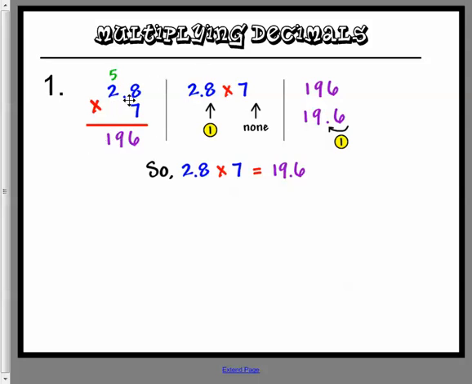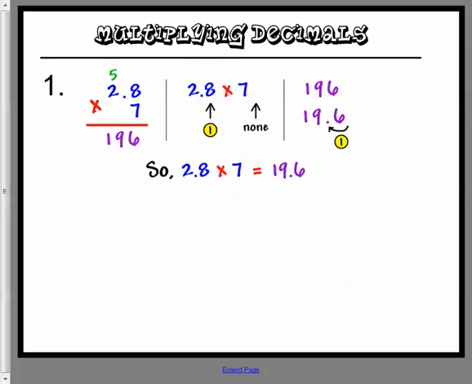Then we look to see how many decimals are in each of these numbers. There is one number behind the decimal point here and none here. So we have one number behind the decimal point in our final answer. So 2 8/10 times 7 is 19 6/10. There was one here, so there's only one here.